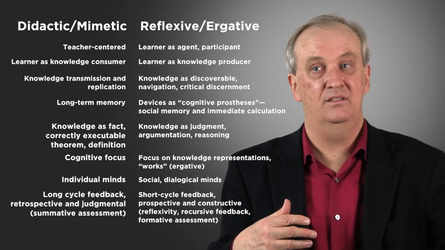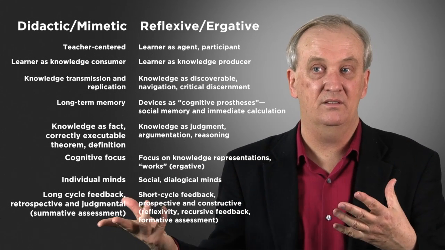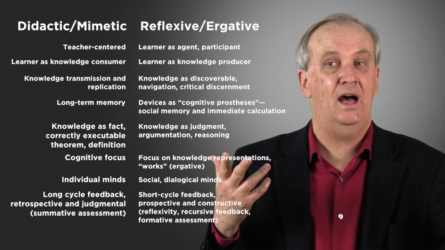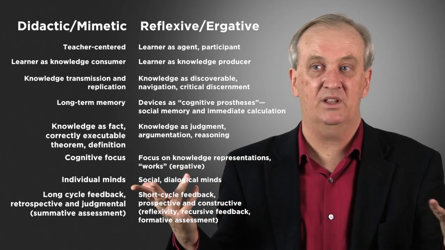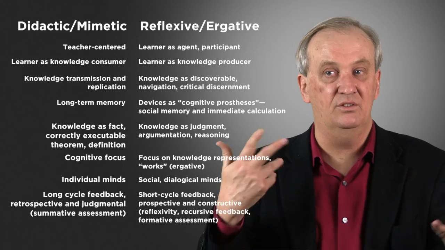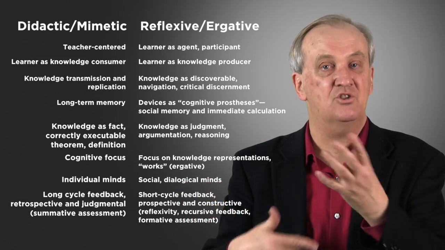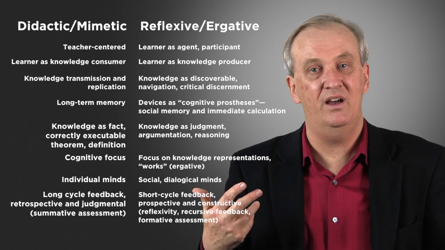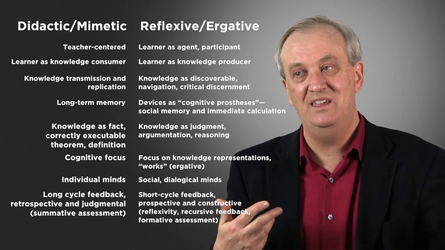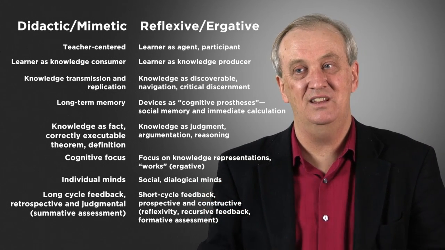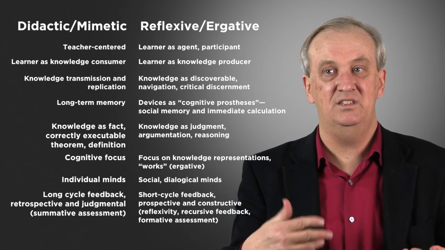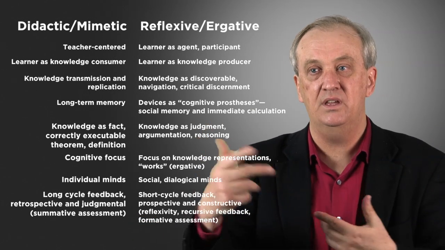The old one, the learner is the knowledge consumer. Now the learner becomes the knowledge producer. We move from knowledge transmission and replication to knowledge is discoverable, critical discernment. We move from long-term memory to devices as cognitive prostheses. Remember my phone, remember the internet, right? So there's my phone, there's the internet, that I have these cognitive prostheses where I don't have to remember things, I can look things up.